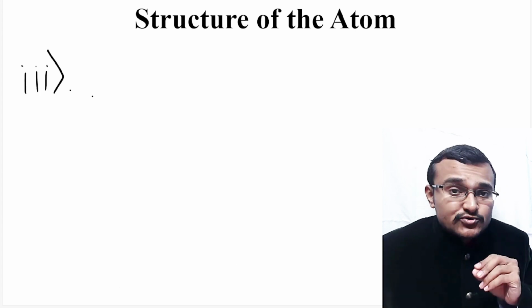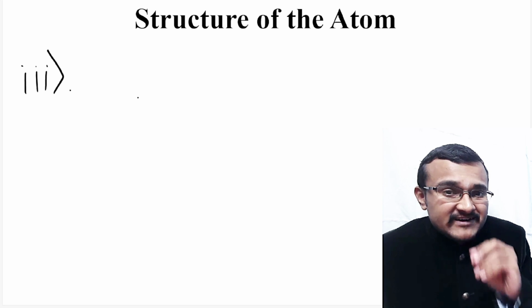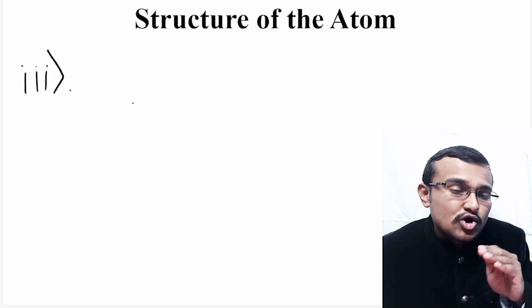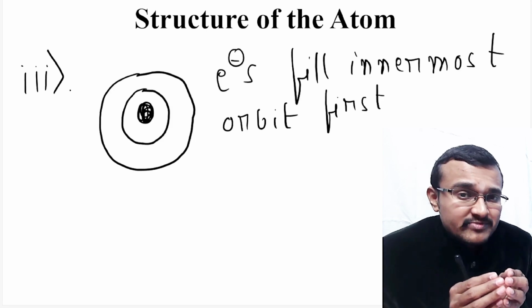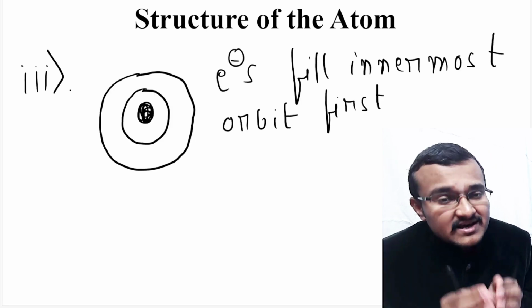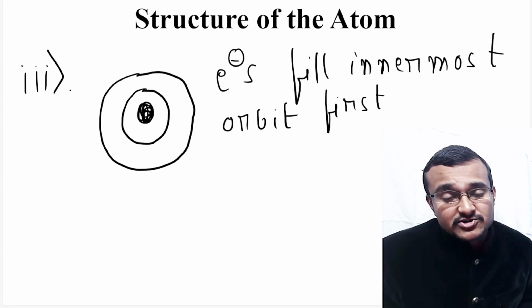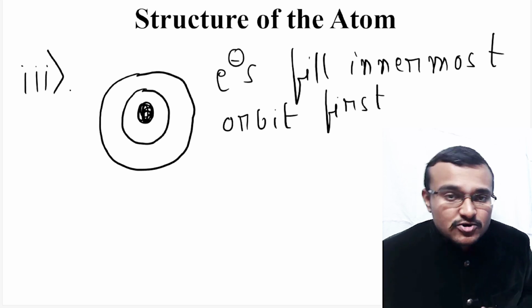Coming to the third rule of electronic configuration, electrons will first occupy the innermost orbit and then they go on occupying the later orbits. That is, the innermost orbit of an atom is filled first and then they go on filling up the higher orbits. So this is the third rule of electronic configuration. All these three rules you can write and explain in your own words.